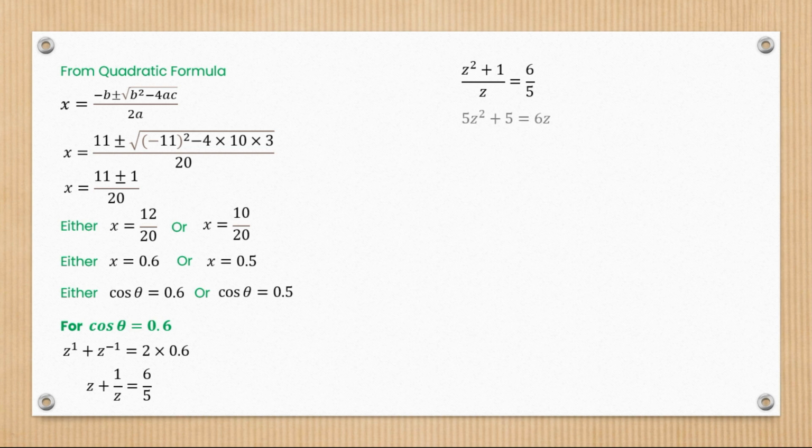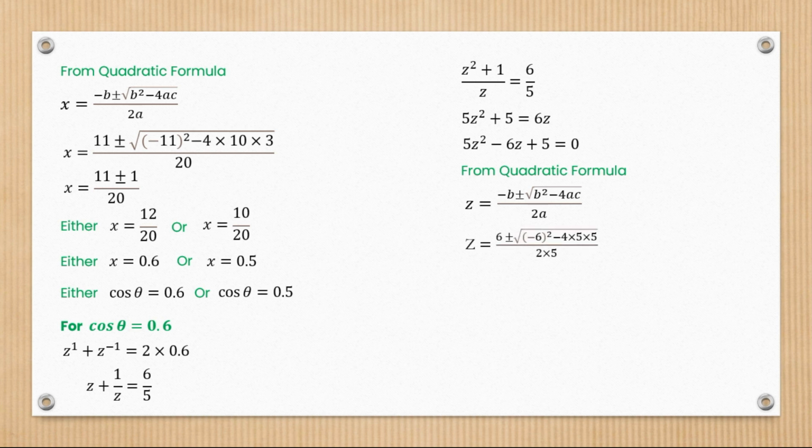When we cross multiply, we're left with 5z squared plus 5 is equal to 6z. So we end up with this. This is another quadratic equation, so we can apply the quadratic formula again to find the value of z. After the quadratic formula, we end up with that.